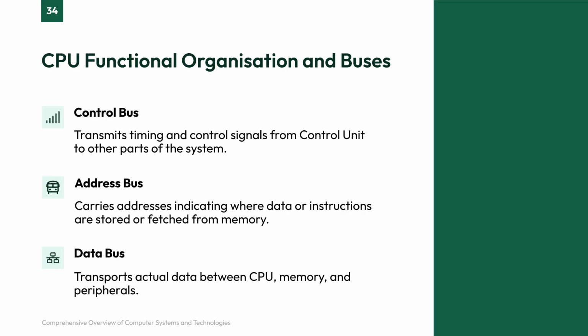The CPU's functional organization relies on buses. The control bus transmits timing and control signals. The address bus carries addresses for data storage or fetching. The data bus transports actual data between the CPU, memory, and peripherals.